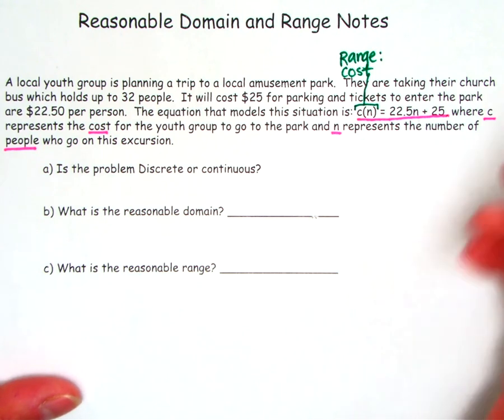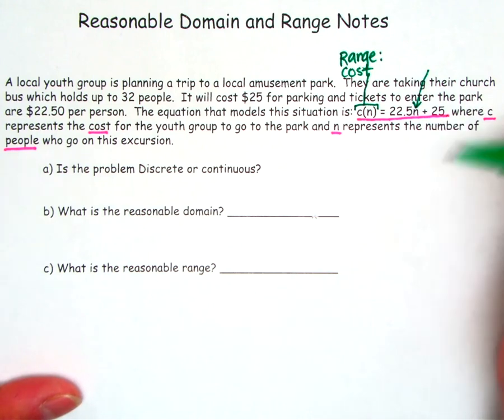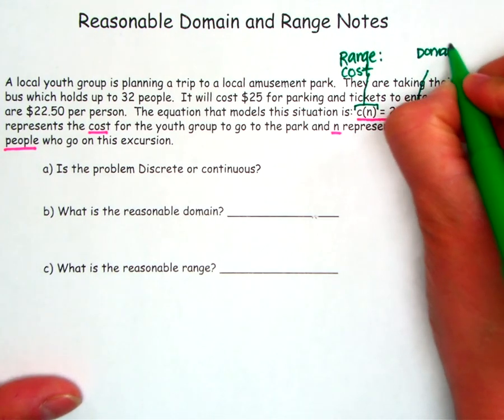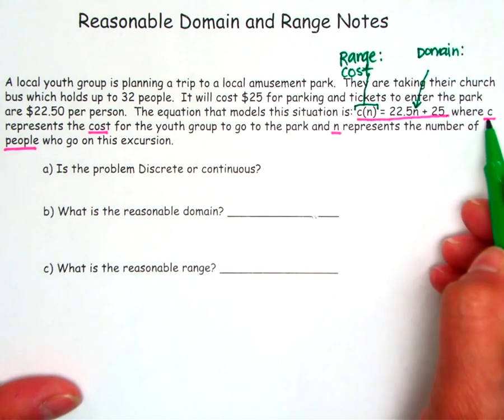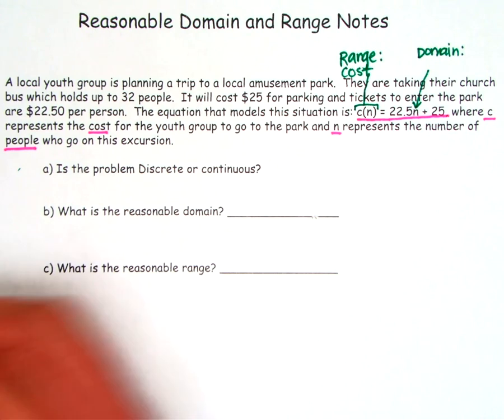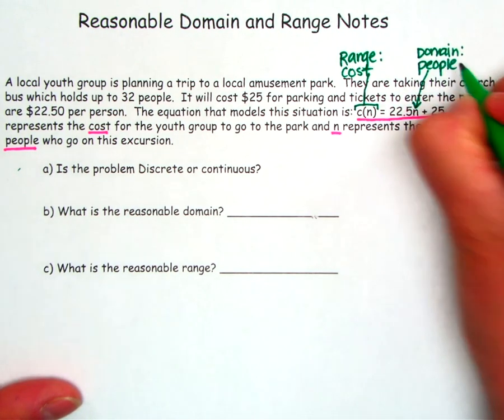So then that brings us to n. n is like our x value, which is our input, our domain. So our domain here is going to represent n, which is the number of people going on this trip. So your domain is your people going, the number of people.